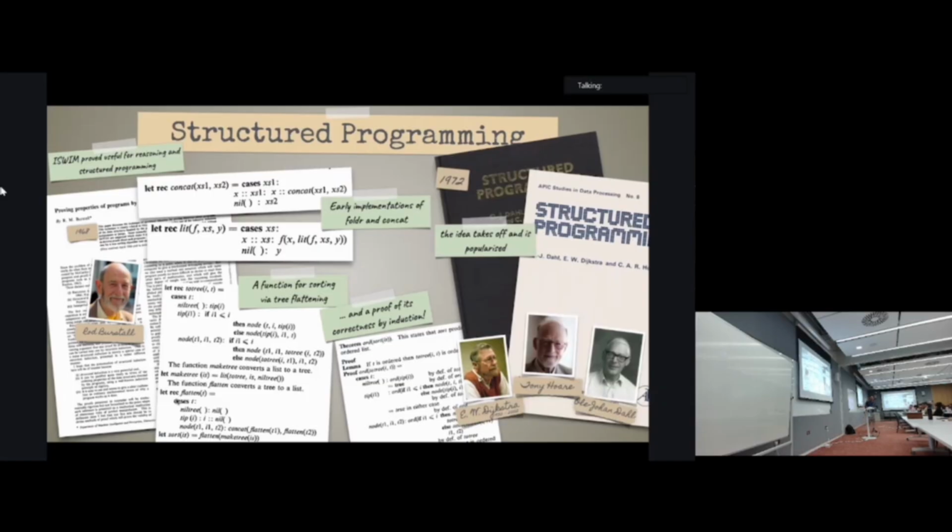Okay, and then the idea was really important. It took off. It made what was then a popular book, Structured Programming in '72 by Dijkstra, Hoare, and Dahl. And they said that there are certain close analogies between the methods used for structuring data and the methods for structuring a program which processes that data. So again, it's an idea that we should take to heart.